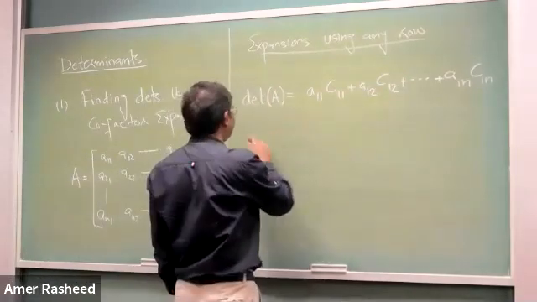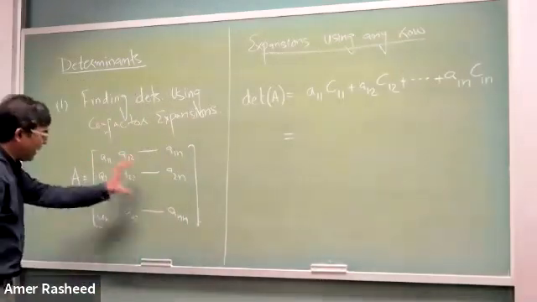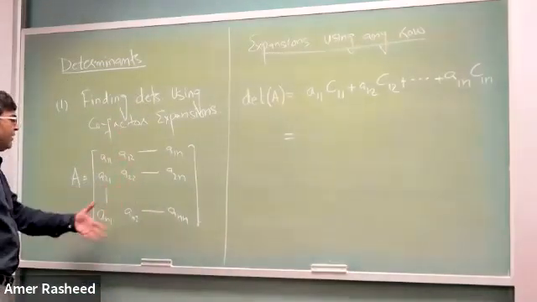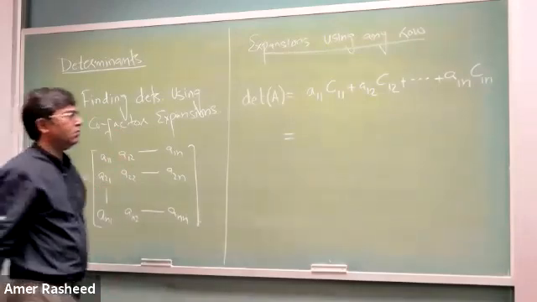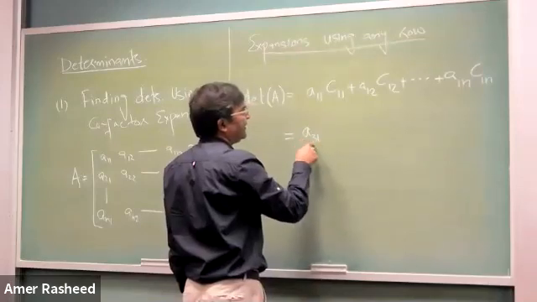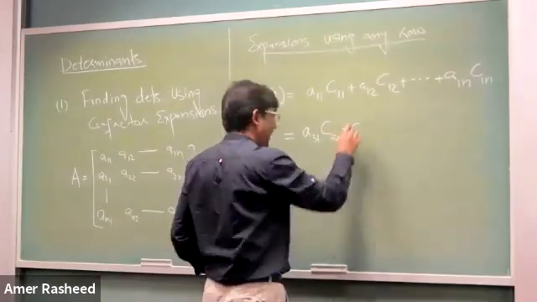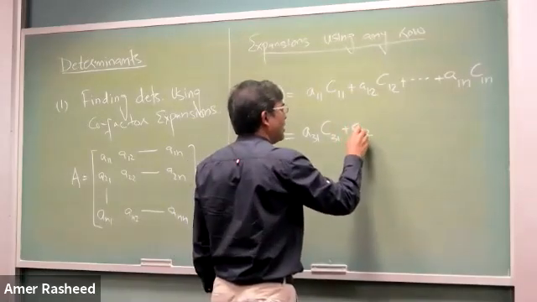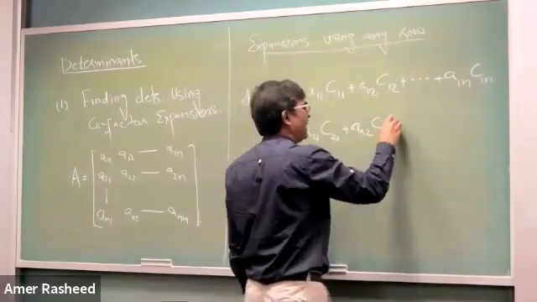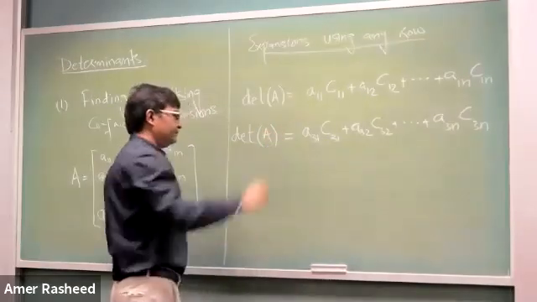Similarly, we can write expansions with respect to any other row, for example, the third row. If you want to write an expansion with respect to the third row, then A31 C31 plus A32 C32 plus so on, plus the last one, A3n C3n. This will again give you the same value of the determinant of A.